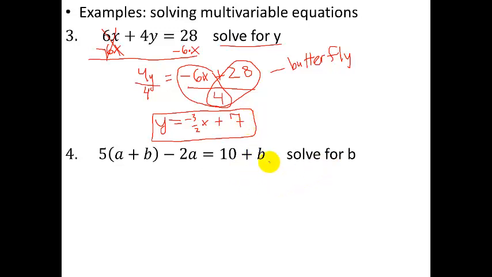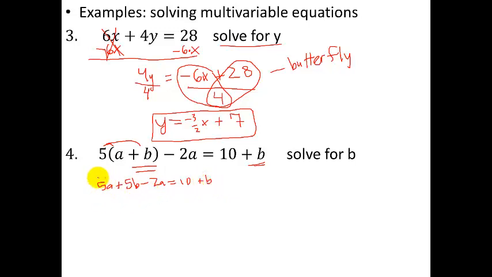Alright, last example. Solve for b. Here, notice I have a b right here, and I also have a b right here. So we're going to need to get all those b's together on one side and move everything else away to the other side. But the first thing is to simplify each side as much as possible. This left-hand side, I can distribute the 5 in here. So I'm going to get 5a plus 5b minus 2a equals 10 plus b, yeah?